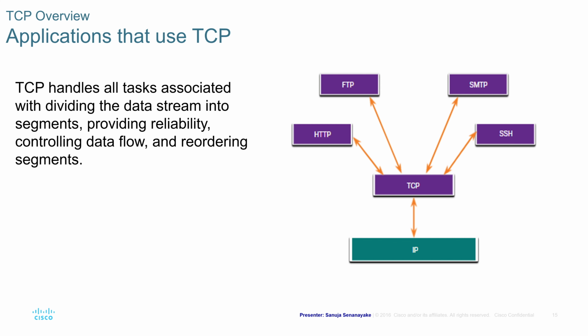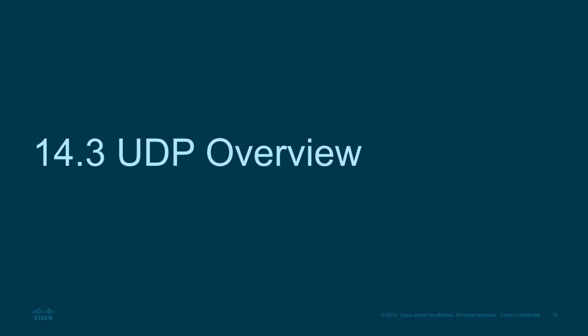Applications that use TCP. TCP handles all tasks associated with dividing the data stream into segments, providing reliability, controlling data flow, and reordering segments. Those applications include FTP, SMTP, SSH, HTTP, etc. That's shown on the right-hand side of your screen. Next, we will cover UDP.